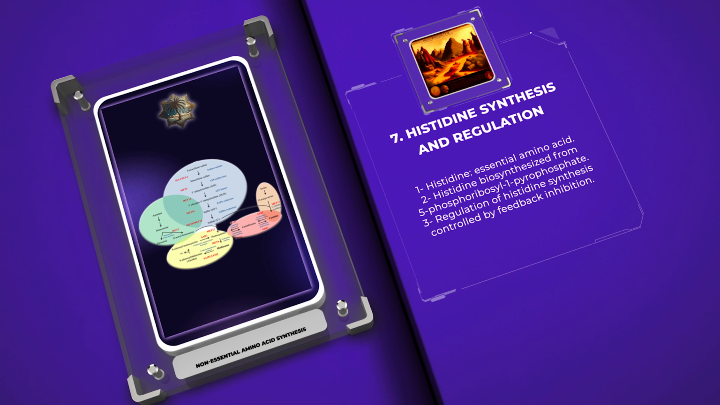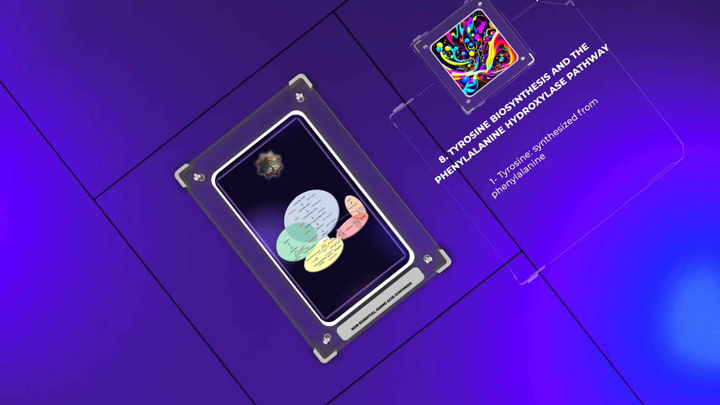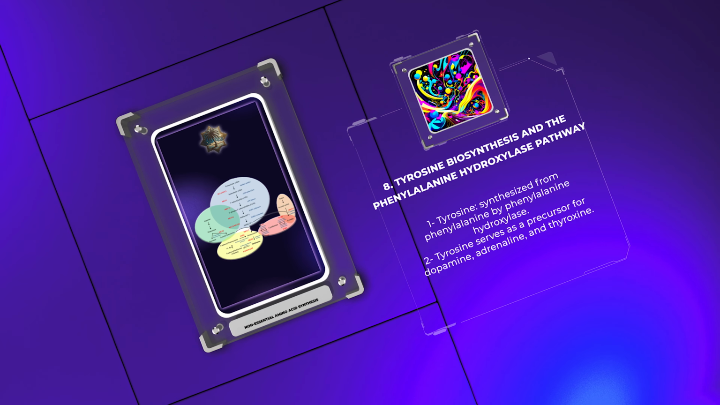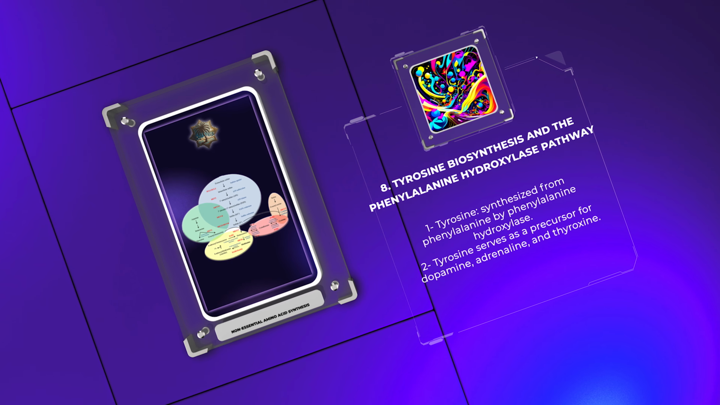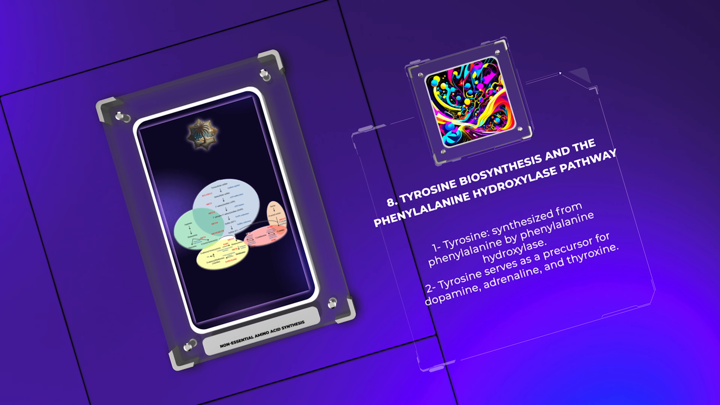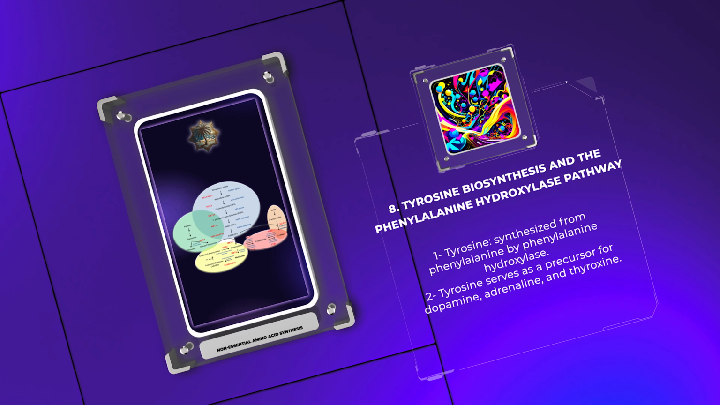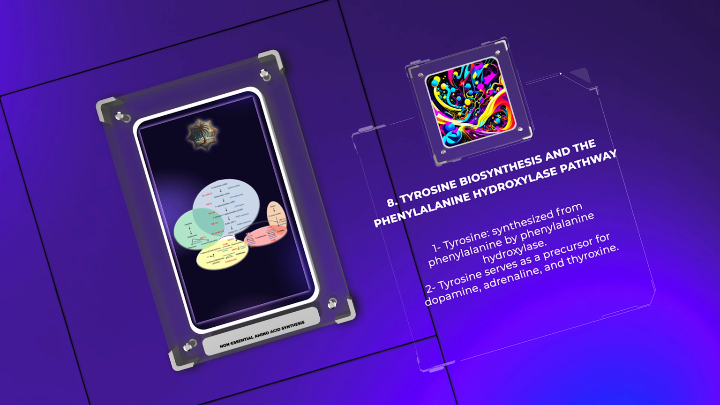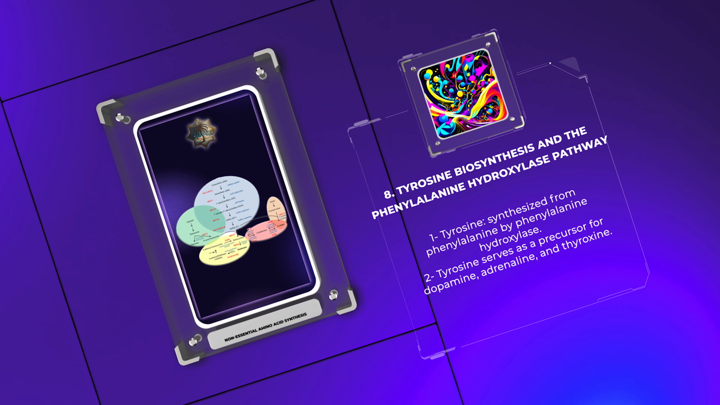Tyrosine is synthesized from phenylalanine through the enzyme phenylalanine hydroxylase. This enzyme catalyzes the hydroxylation of phenylalanine to form tyrosine. This pathway is crucial as it allows for the production of tyrosine, an amino acid that serves as a precursor for important molecules like dopamine, adrenaline, and thyroxine.